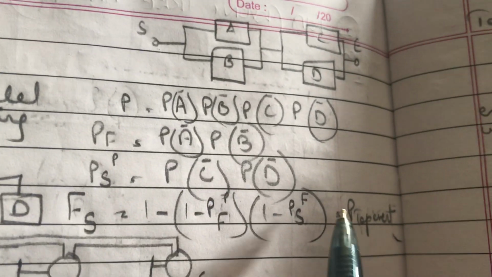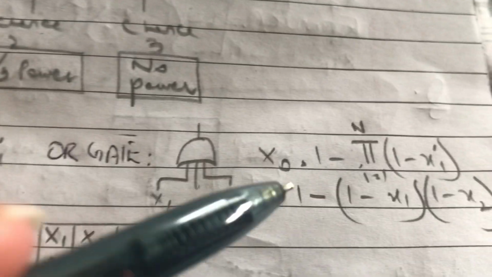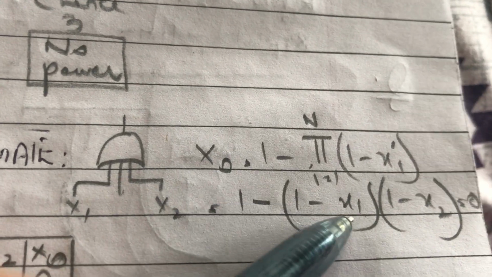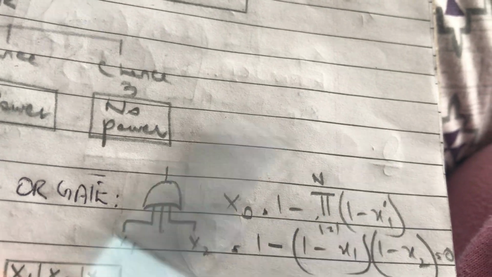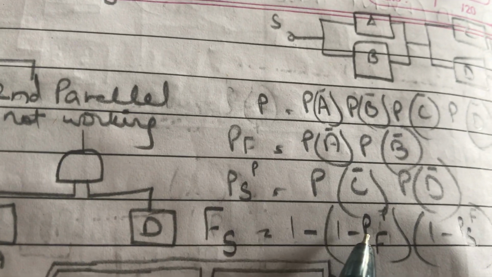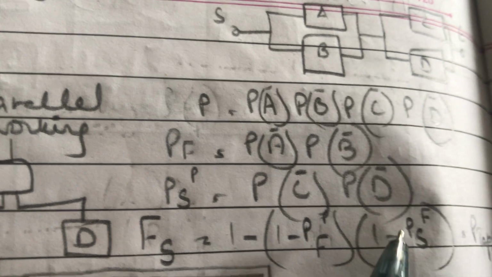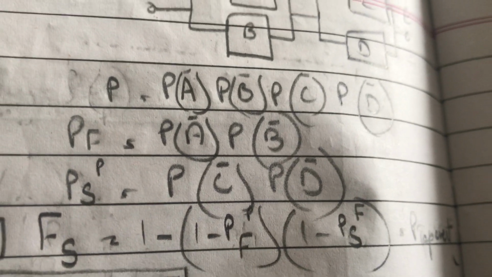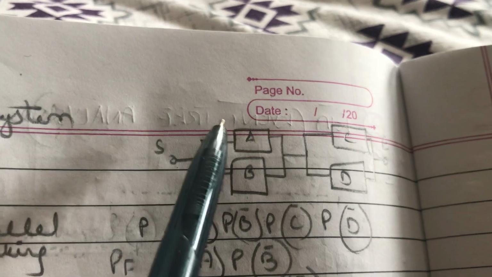So we got our probability of top event, that is 1 minus, you remember for OR gate how we can write it? For OR gate we have 1 minus x1, 1 minus x2, so there it is 1 minus the product of all i going from 1 to n. So that's why we have written this 1 minus probability of first parallel and 1 minus probability of second parallel. We have written this in the form of like this. So that was the first, I explained to you the first question.